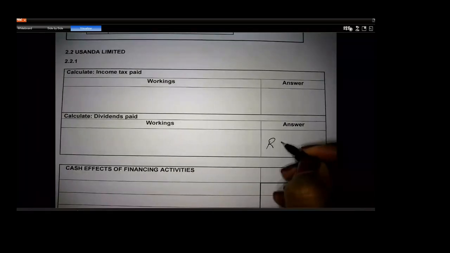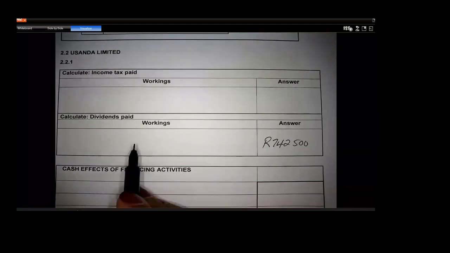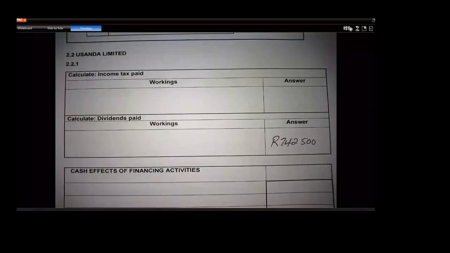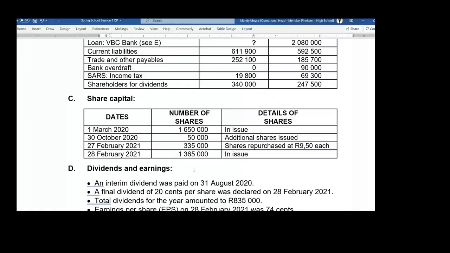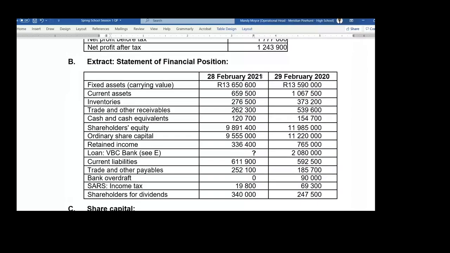In the answer block. Okay, and you must show your workings. Please show your workings here. So before we go and calculate the answer, let's see, what do we need? So my first thing is I need interim this year, final last year. So there we go. My year is 2020-2021. That's last year, that's this year. Okay, there I have last year's final. So I can already put that in. That's part of my answer.